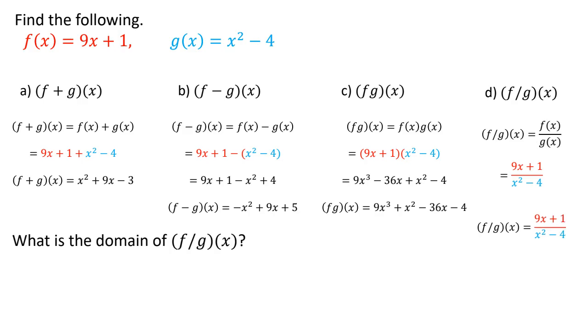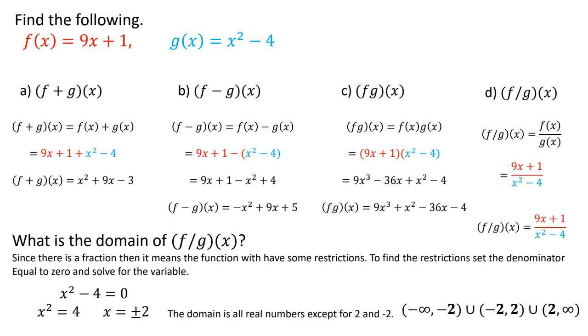To find the domain of this function, I'm going to set the denominator equal to 0. So the denominator is x squared minus 4, and I'm going to set it equal to 0. If I find an x value that will give this statement a true statement, that's my restriction on my domain, and I'll write the domain in interval notation.